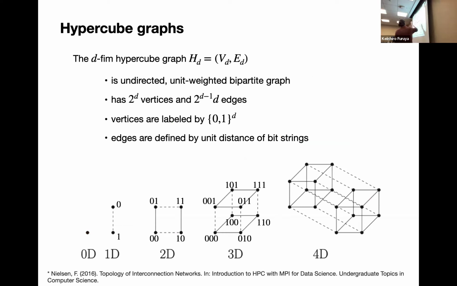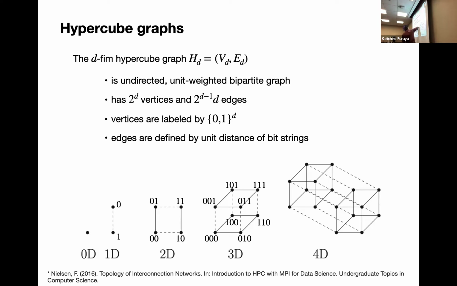A D-dimensional hypercube graph consists of a set of vertices and a set of edges. It is undirected, meaning there is no preferred direction between the vertices, so it's plain and neutral. Unweighted means each edge is not weighted, it's not weight 2, 3, or 5; the weight is always 1, so you can think of it as unit weighted. And it is a bipartite graph.